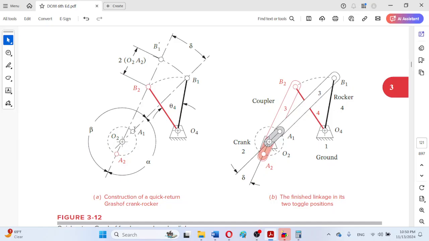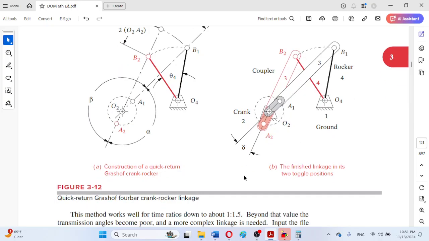O2A1 is the extreme of the crank when the rocker is at extreme B1, and the other extreme of the crank is O2A2 when the rocker is at extreme B2. So the angle from A1 to A2 is the forward stroke, or angle beta, and this is the reverse return stroke from A2 to A1. In this way the author has sketched the physical links, so the mechanism will look like this when it is fabricated.